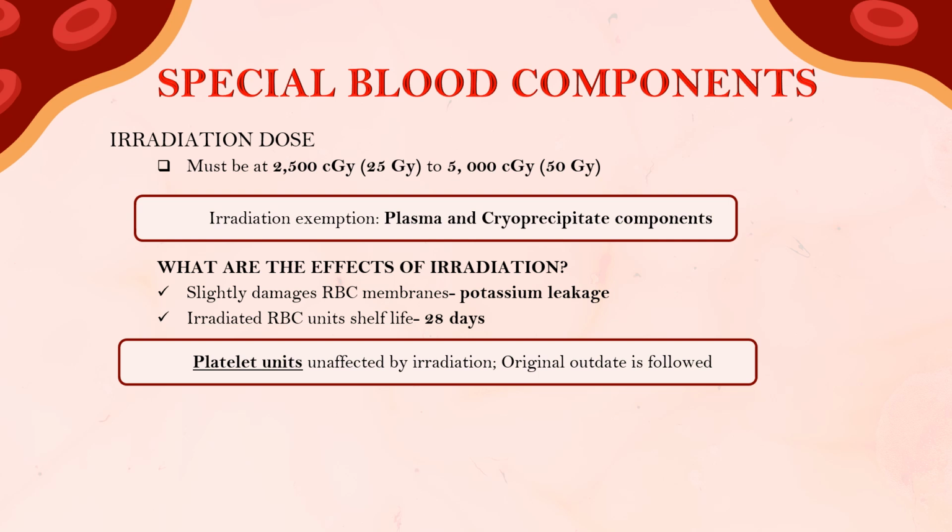Okay, what are the effects of irradiation? So your RBC membranes may be slightly damaged by the irradiation procedure, and the RBC units that have been irradiated will have a shelf life of 28 days. But in the case of platelet units, they are not affected by the irradiation doses since, as we all know, platelets aren't cells but only cell fragments, which means they don't have composite membrane structures to be altered or damaged.